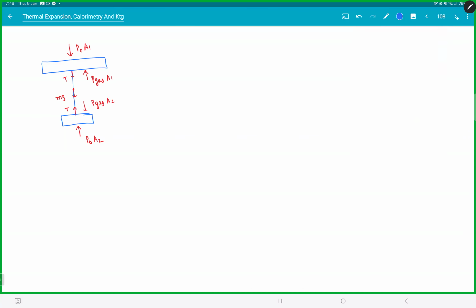Now, if you look at this, interestingly, you'll find something, see. P gas into A1 minus A2 minus P naught, that will be equal to balancing P naught into A1 minus A2 plus mg. So pressure of the gas is P naught plus mg by delta S, where A1 minus A2 is delta S. And did you notice something? This is constant. Meaning no matter how much this piston goes up and down, pressure can't change. P naught is constant, mg is constant, delta S is constant.